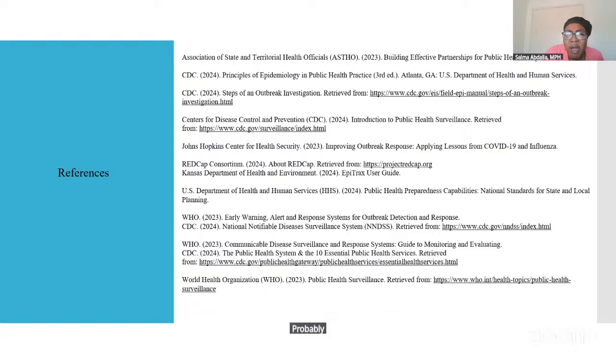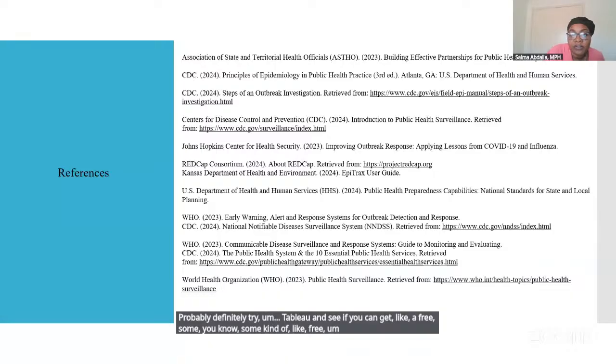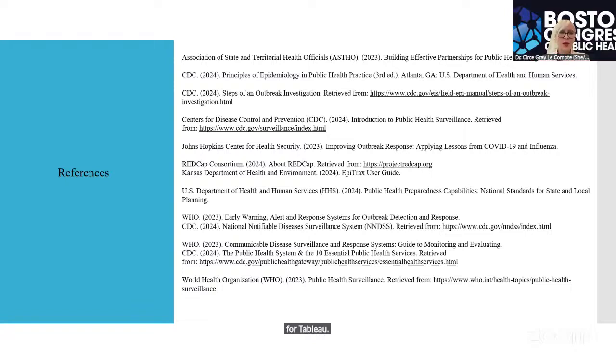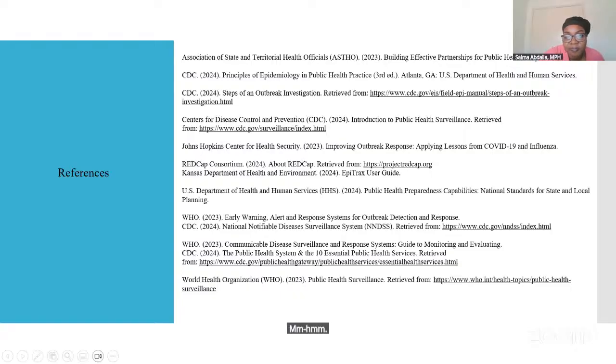Definitely try Tableau and see if you can get some kind of free use for that, like a free trial or something. So I do know that they have a free, sort of light version that you can use to test out if you've used it.